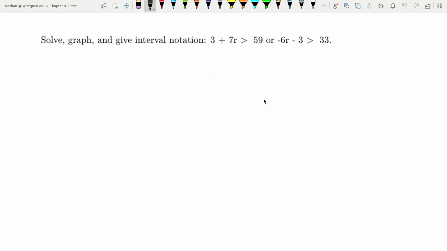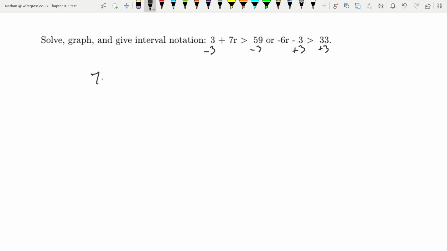Okay, we need to solve, graph, and give the interval notation of this. So this is this inequality or this inequality here. We need to solve both of them for R, and we can go from there. So I'm going to subtract 3 on this first one, and then I'm going to add 3 on this second one. That's going to give me, I'm going to move this one over here.